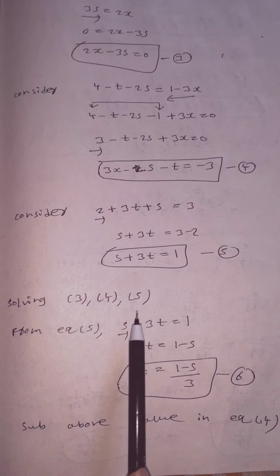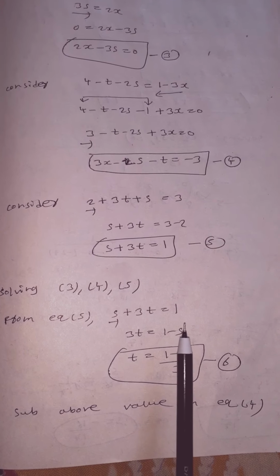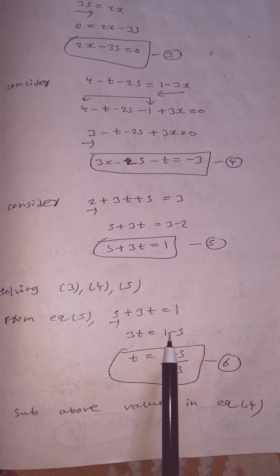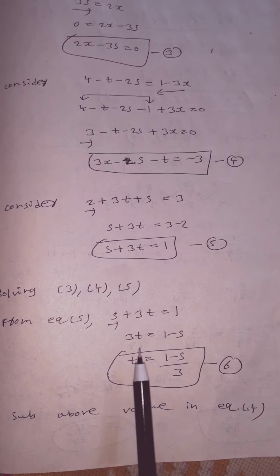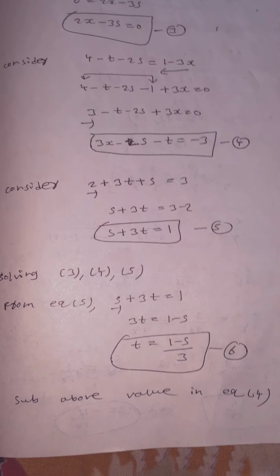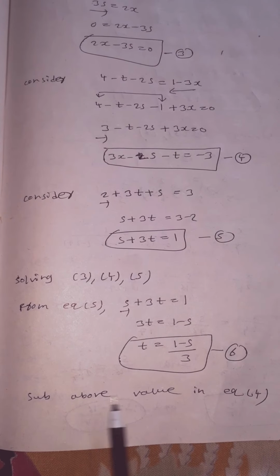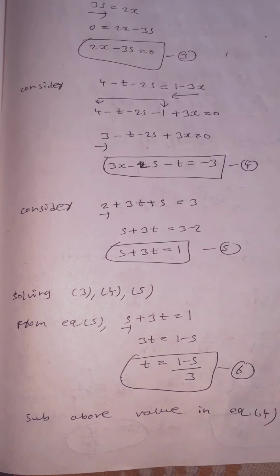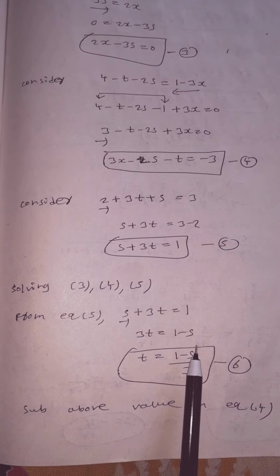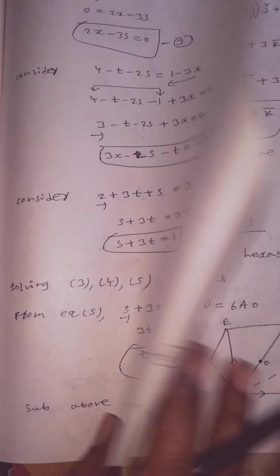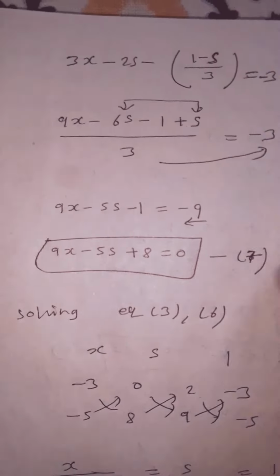So from 5 what we get, children? S plus 3t equal to 1. Send s that side, 1 minus s, plus will become minus. Send 3 that side, multiplication will become division. So t is equal to 1 minus s by 3. Equation 6. Substitute above value in equation number 4. Means in place of t, substitute this 1 minus s by 3. So I wrote that only, children.